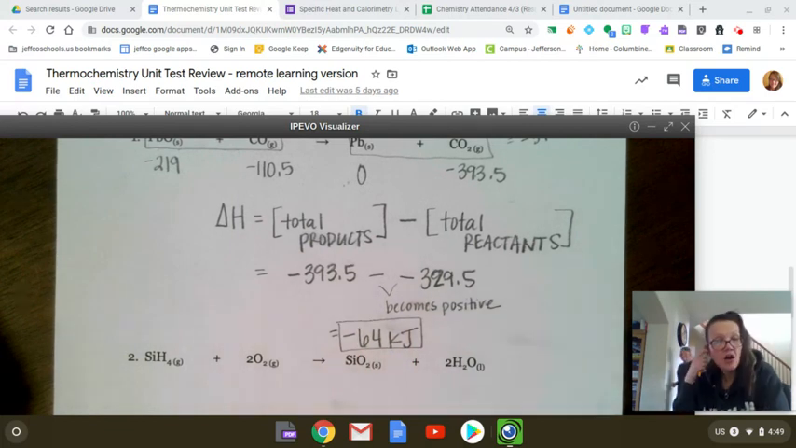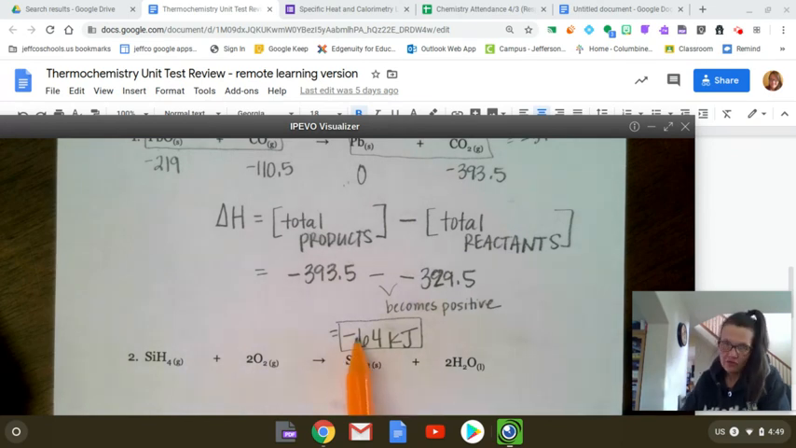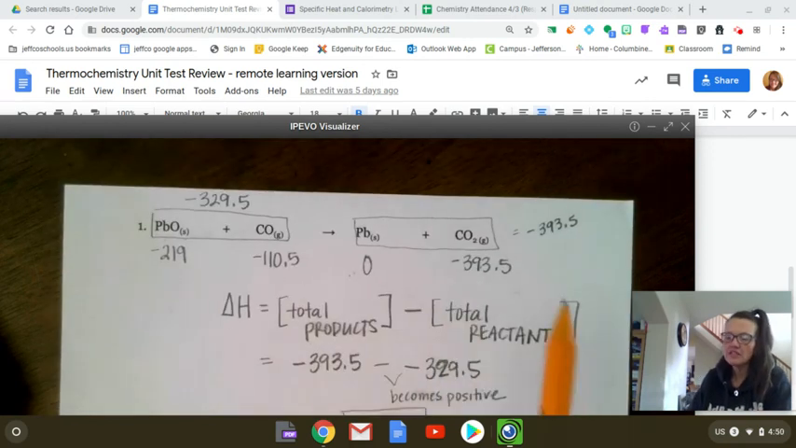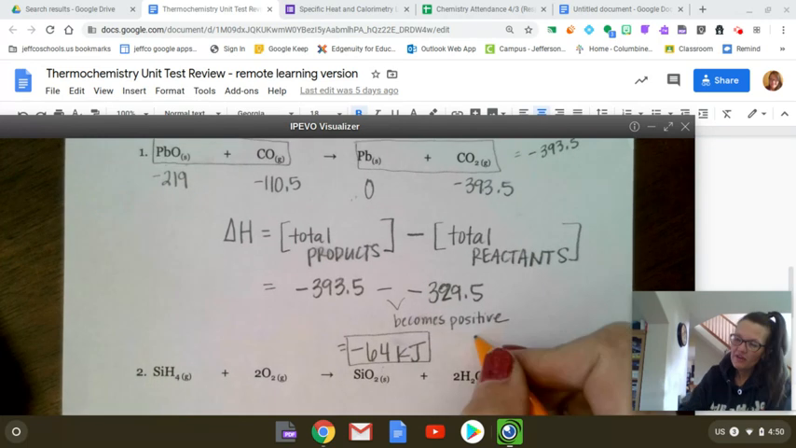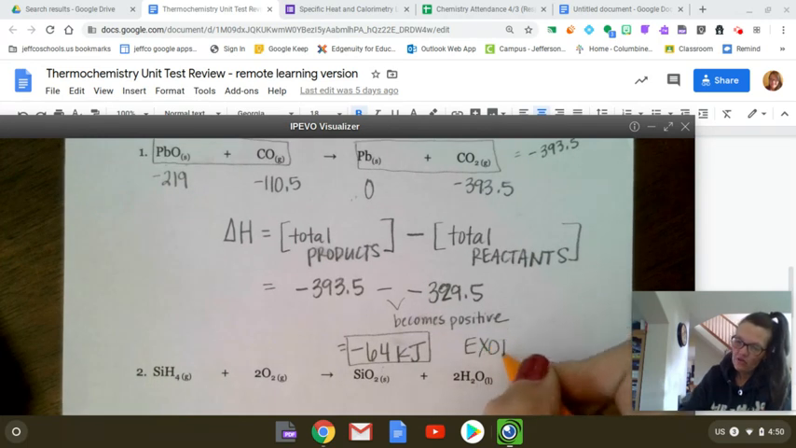And then the other, just as important part, is that you have to identify that reaction as endo or exothermic. So if it has a negative value, remember that this represents energy release. So when this reaction occurs, there is more energy released than absorbed. So this reaction overall is exothermic.